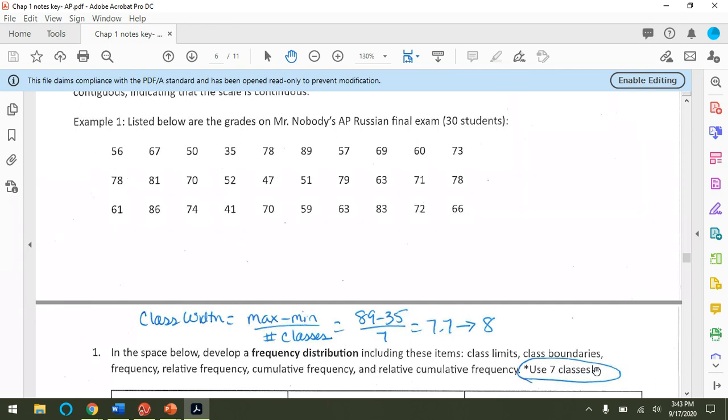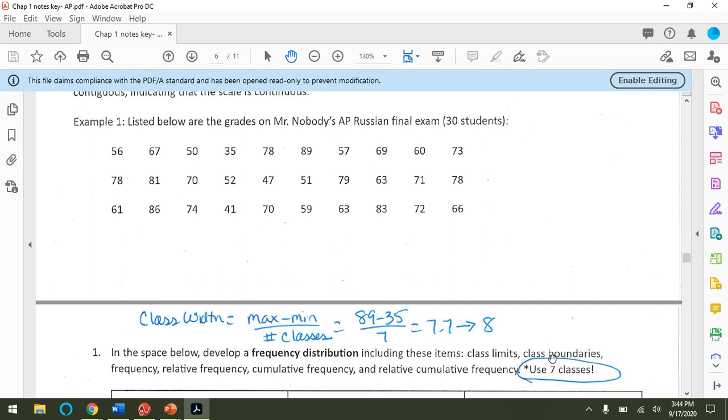But it's important, I want you to break this into 7 classes. So the classes are the bars. How many bars do we want? If we have data points from 35 to 89, I don't want 20 bars. 20 bars is way too many for a data set that narrow. Okay, so I decided to give you guys 7 classes. There's lots of ways to do this. I'll show you how we can manipulate it.